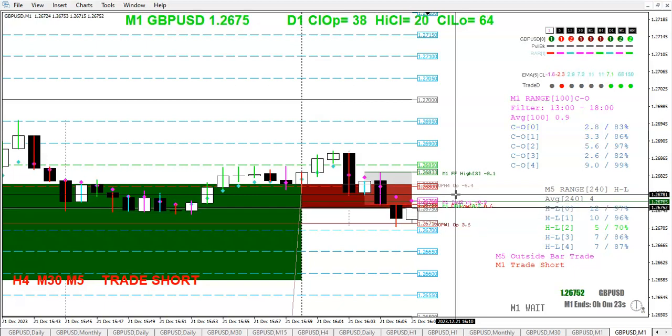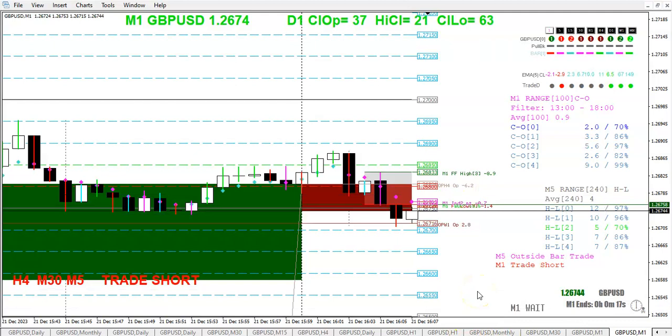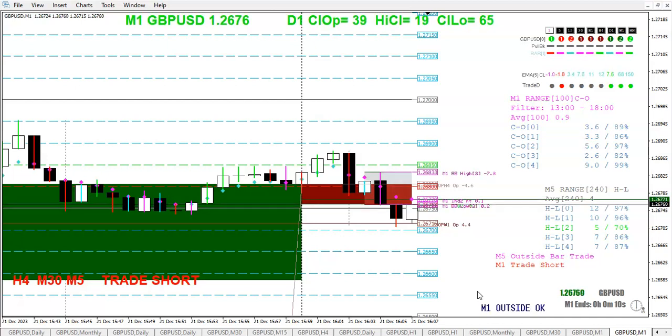Now, some caveats on that. One of the things you like to look at is, are you going in the direction of M30? If you're not going in the direction of M30, you still can take the trade, but understand that maybe you're only looking to get 1 or 2 pips. If it's going in the direction of M30, maybe you can pick up more, and that can help you out a little bit.